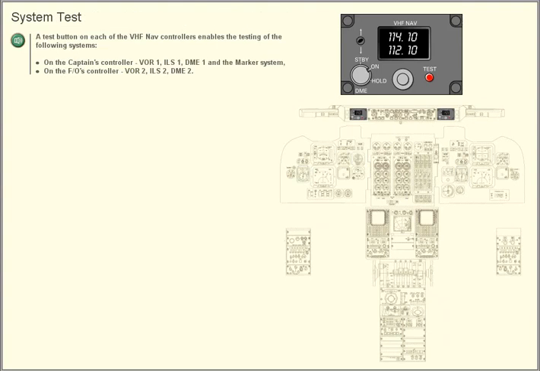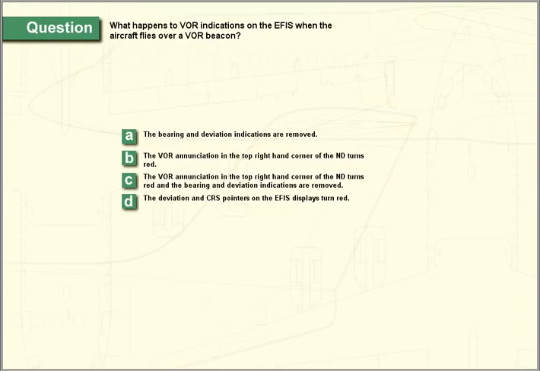System Test. A test button on each of the VHF nav controllers enables the testing of the following systems. On the captain's controller, VOR 1, ILS 1, DME 1 and the marker system. On the first officer's controller, VOR 2, ILS 2, DME 2.